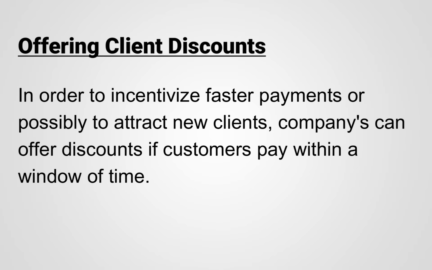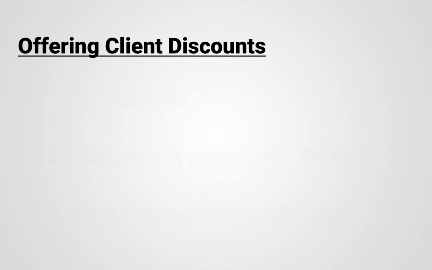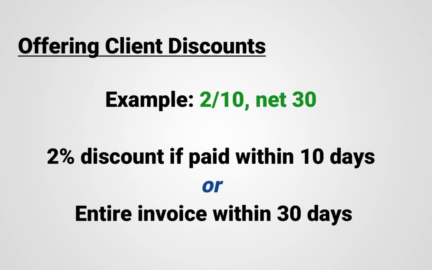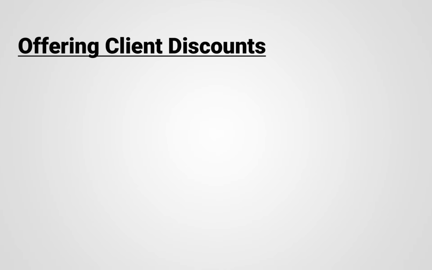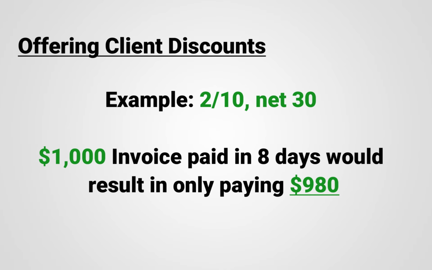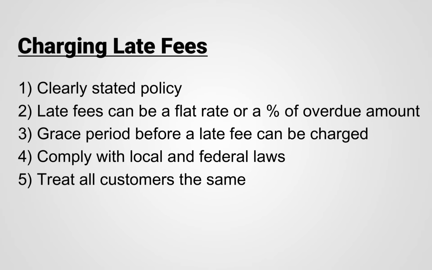Companies can offer discounts if customers pay within a window of time. In my fake example here, I'm going to offer an invoice with a 2% discount if you pay within 10 days. But this is net 30, meaning I'm still expecting to get payment by 30, but if you pay me within 10 days, you can take 2% off the invoice. So a $1,000 invoice paid within 8 days in this example would result in only paying $980 instead of the full $1,000 if you pay within 10 days.